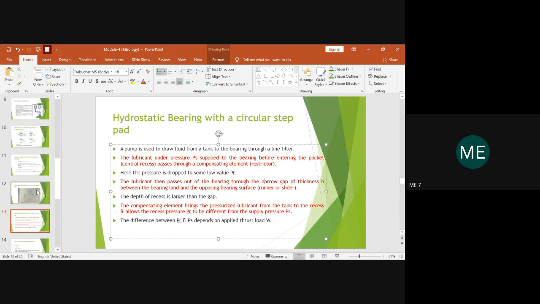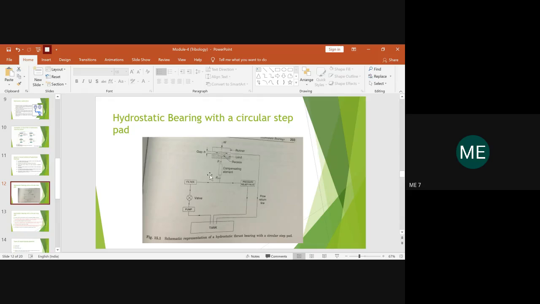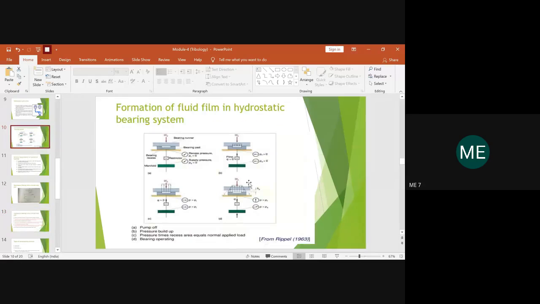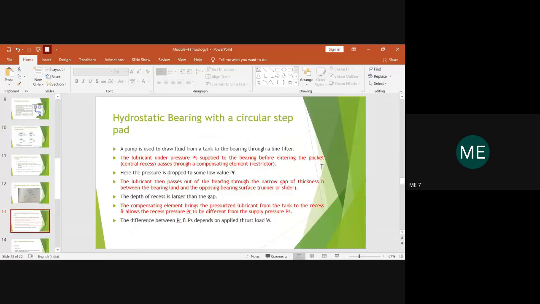across the narrow gap. So where is your narrow gap? This is the narrow gap H. Here it passes through and forms the required oil film, as I explained to you in this diagram. So it occupies the space between the runner or the slider and the bearing land.